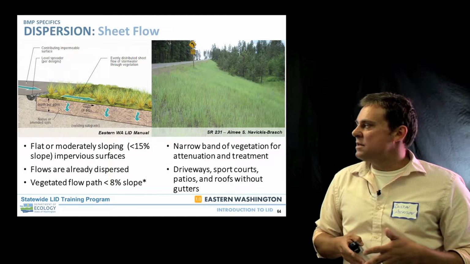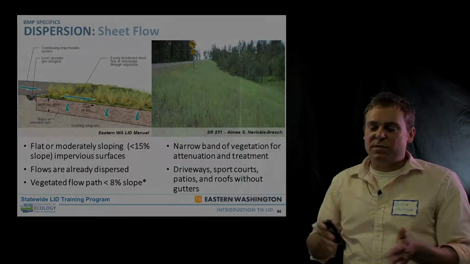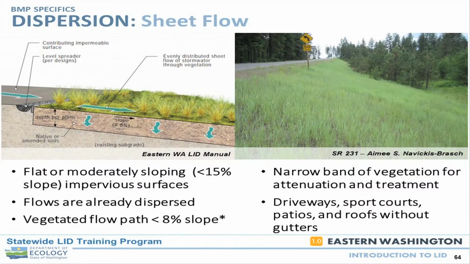Limitations on all that is that the slope of the native vegetation needs to be less than 8%. So you can't just be doing it to, like, a 33% slope or a road embankment. It needs to be generally flat because otherwise it's not going to remain in sheet flow, and it may also cause more hazards if it's on a steep slope. But again, you can get a lot of work done with a very narrow band of vegetation if you have the space for it.